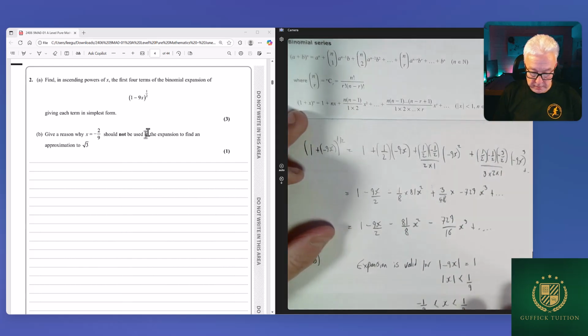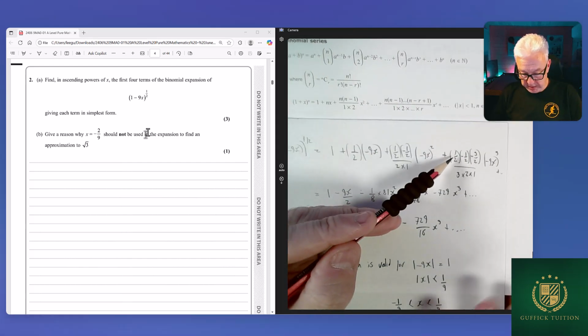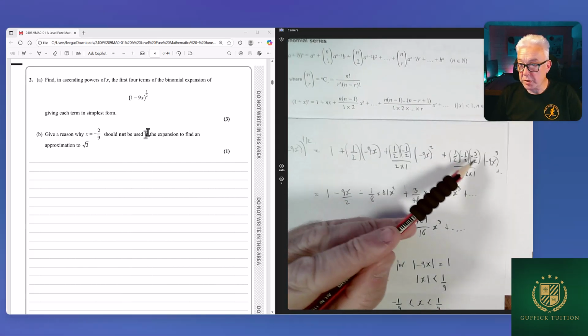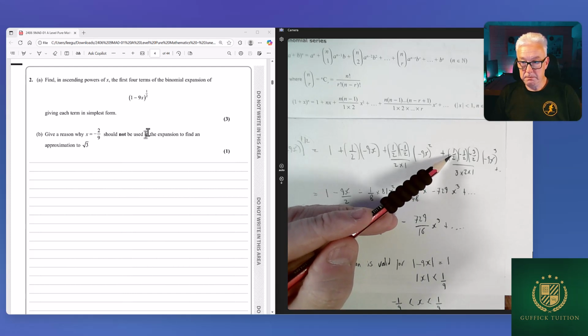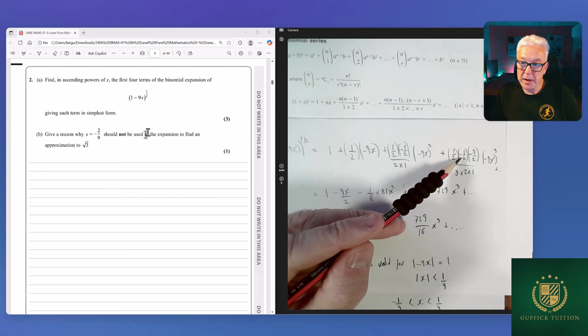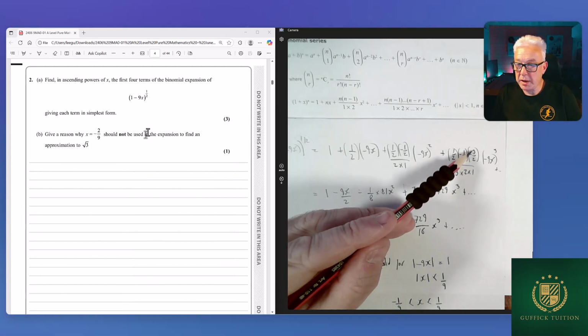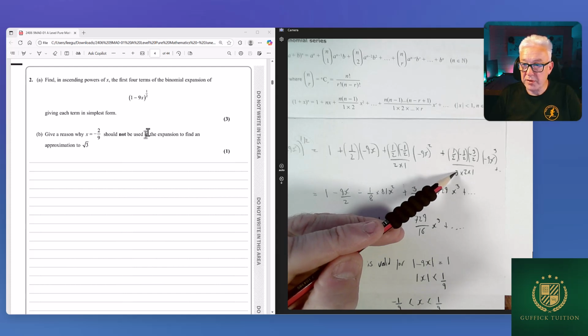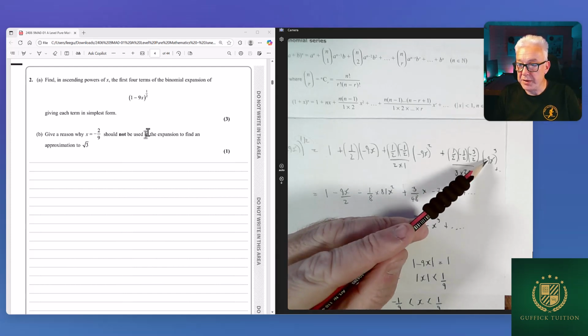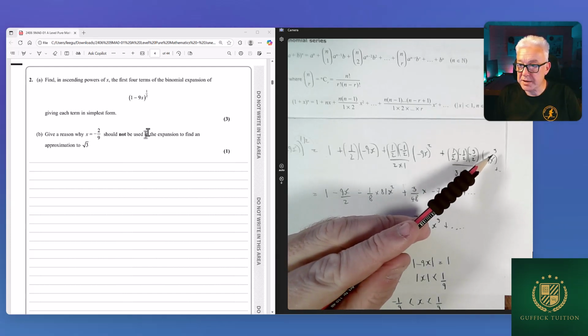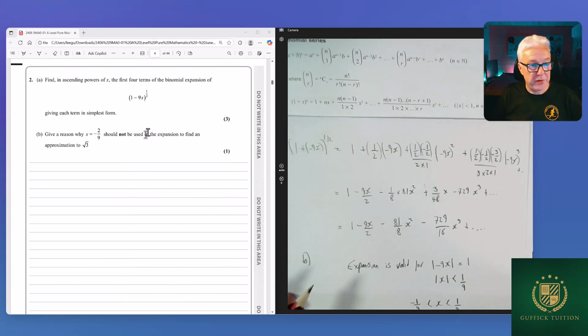And then the next term is going to be n times (n minus 1) times (n minus 2), which is going to be a half times minus a half times minus 3 over 2, all over 3 times 2 times 1. And this time that's going to be minus 9x cubed. So there's our first 4 terms as requested in this question.